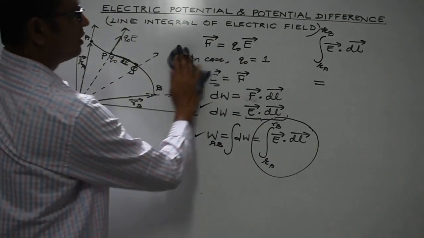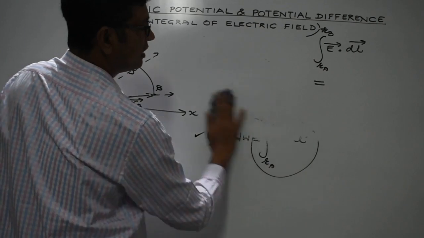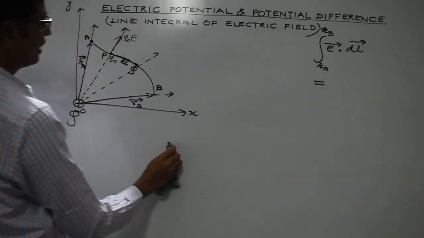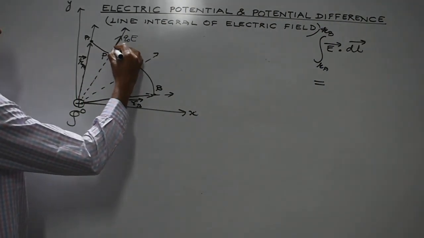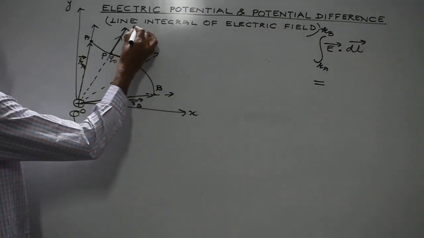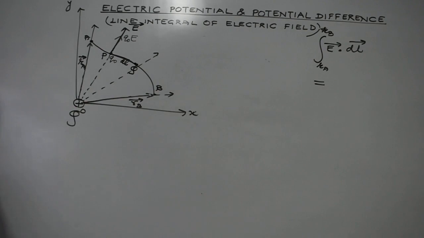So what to do is, E, remember, it's the electric field at point P. Here the electric field due to the source charge would be directed in the outward direction. This is the source charge.